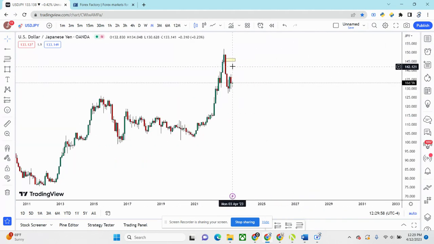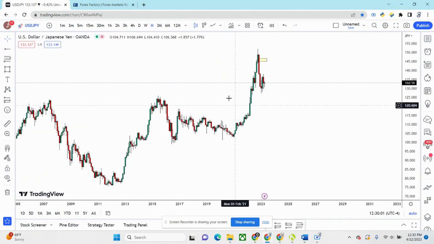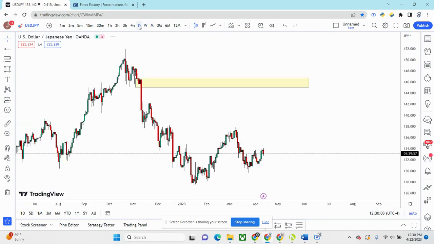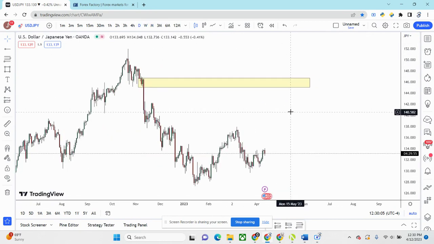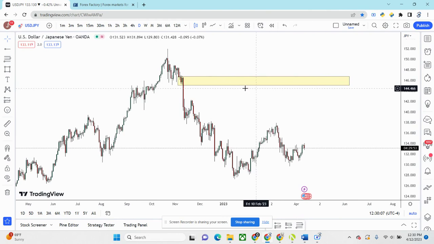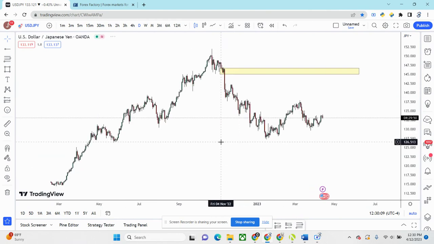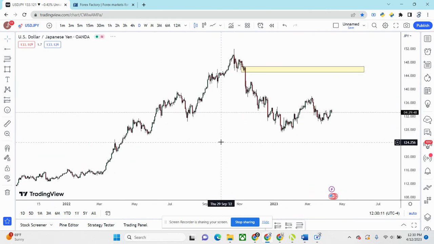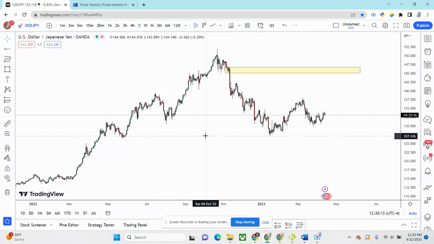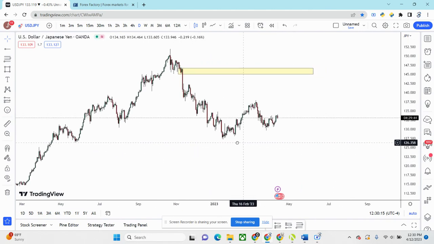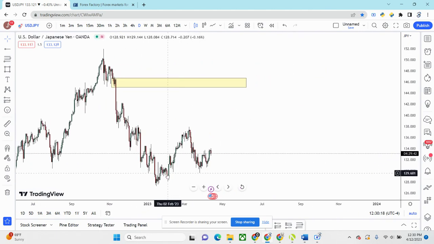So let's look at the U.S. dollar, Japanese yen. Let me go back to daily. All right, so this is what I'm seeing so far. This has not been mitigated yet. I don't see much of a starting point for the move down.